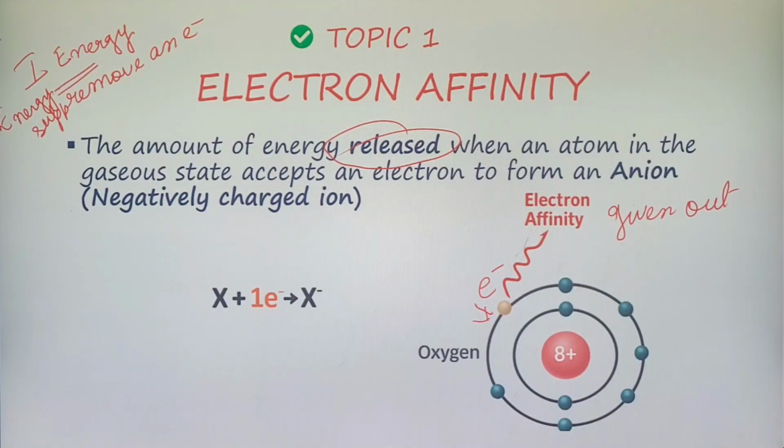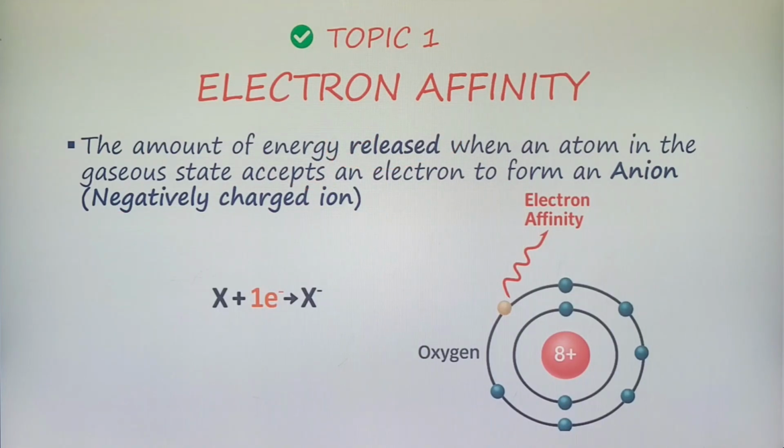And we know whenever an atom accepts an electron, what sign will it get, children? It will form a negatively charged ion, which is shown here clearly with the example. For example, let's say an isolated gaseous atom X accepts an electron. When it is accepting an electron, what will happen to the energy, children? Energy will be released here. So it is the amount of energy released when an atom is accepting an electron.